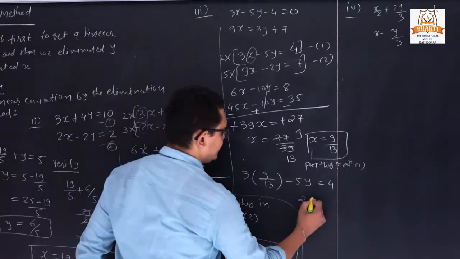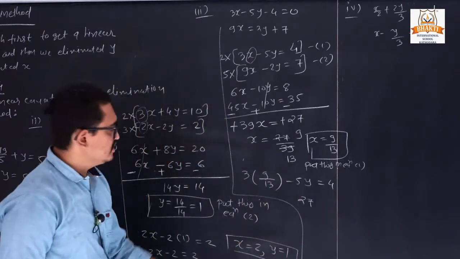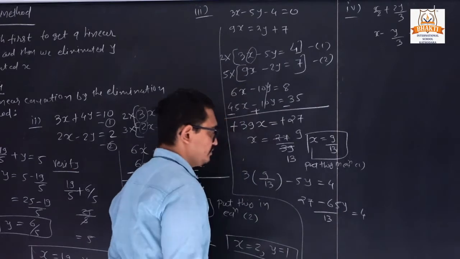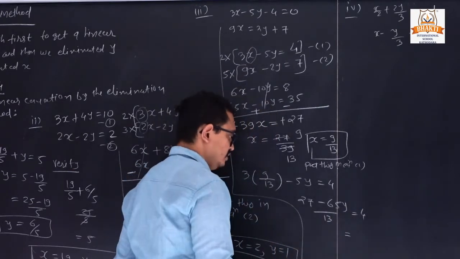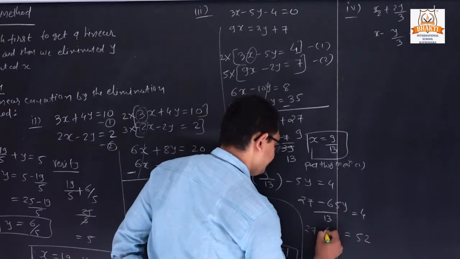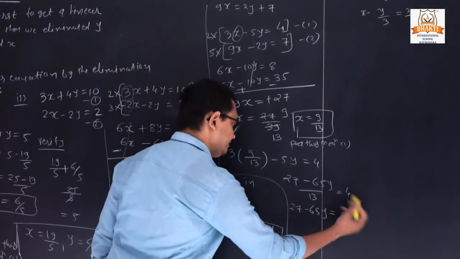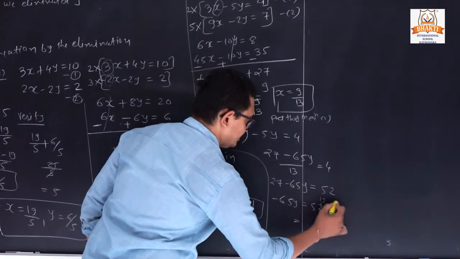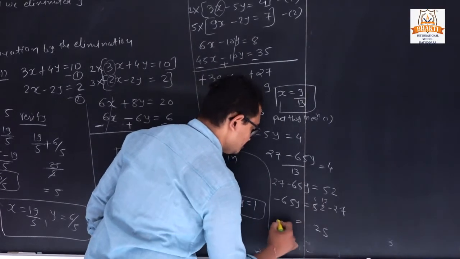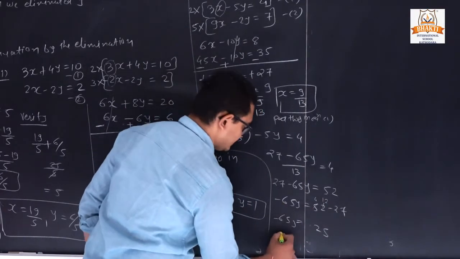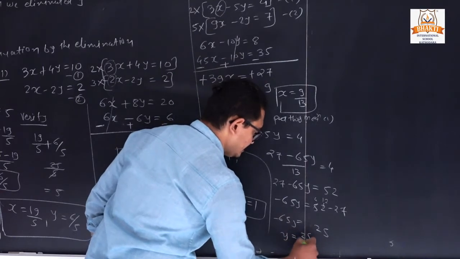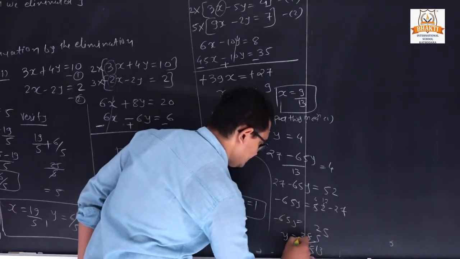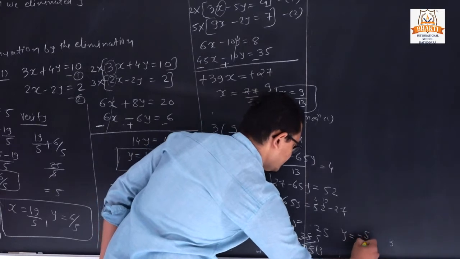9 3s are 27, 13 is our LCM, so 13 5s are 65, y upon 13 is equal to 4. 13 4s are 52. Now this 27 is going to the second side, so it becomes minus. So 52 minus 27 is 25, minus 65y. So what is y? 25 upon 65. So divide by 5 both, and this minus sign will remain the same. So y is equal to minus 5 upon 13.